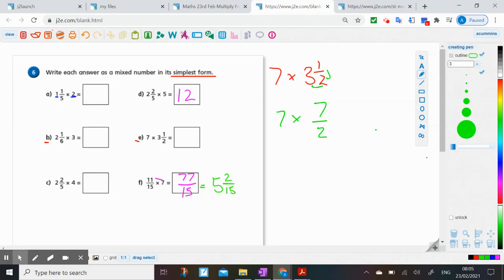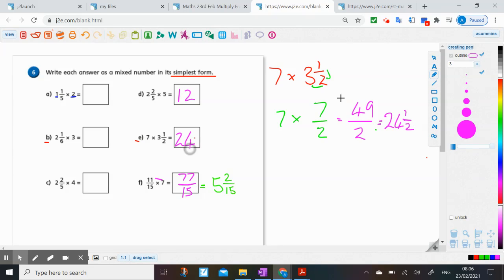Sorry about that. Right, so we do 7 times 7 is where we're up to. 7 times 7, of course, equals 49 halves. And now we just need to convert back to a mixed number. 49 divided by 2 is going to get me 24 equal groups, because 24 times 2 is 48. That means I'll have one left over. So 24 and a half is our final answer.